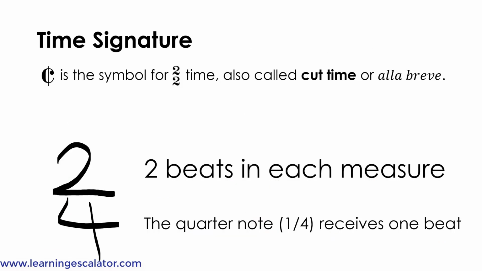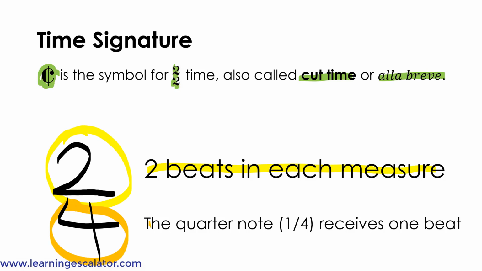The C with the cross is the symbol for 2/2 time, also called cut time or à la brève. Now in this example, there is a 2 on the top, which means there are 2 beats in each measure, and there's a 4 on the bottom, which means the quarter note, which is 1/4, receives 1 beat.